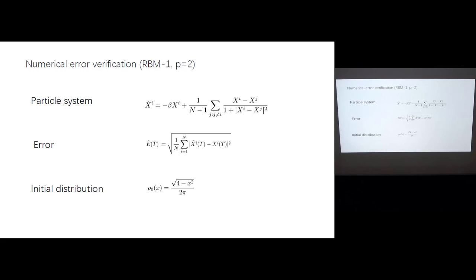So I tried this particle system, which is a sort of regularized Coulomb, right? We add one here, so it never becomes singular. So this is a trap potential, okay, for a harmonic oscillator. So if b equals zero, then we do not have a trap potential. So the assumption of the theorem is not satisfied.